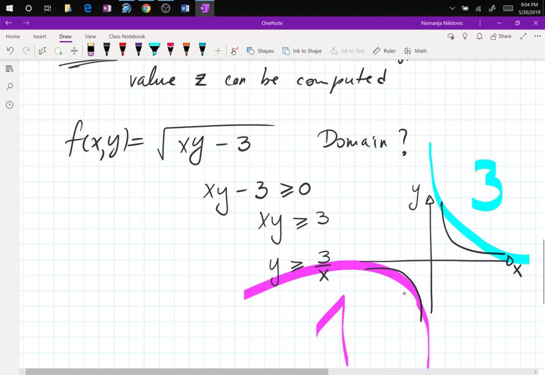And now you just have to take a look at a single point from region 1 and region 3, and then either reject them or shade them. So pick something in region 3. Well, how about point 4, 4? That's in region 3. So 4 times 4 is 16, minus 3 is 13. Square root of 13, that's great. So region 3 is definitely a good region. So we would shade this part as the domain.